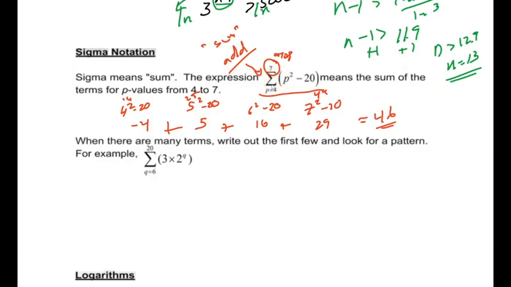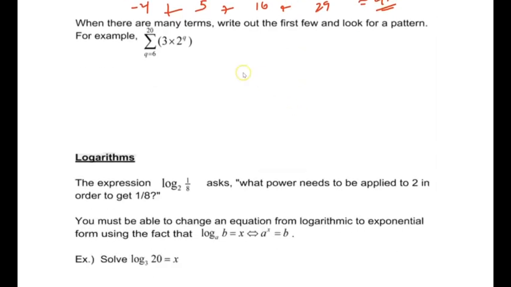That's a basic one. What's a more advanced one? Well, the one like this one. You have 6 to 20. You could do it the old-fashioned way. Just go 3 times 2 to the 6th plus 3 times 2 to the 7th plus 3 times 2 to the 8th, all the way till you get to 3 times 2 to the 16th.